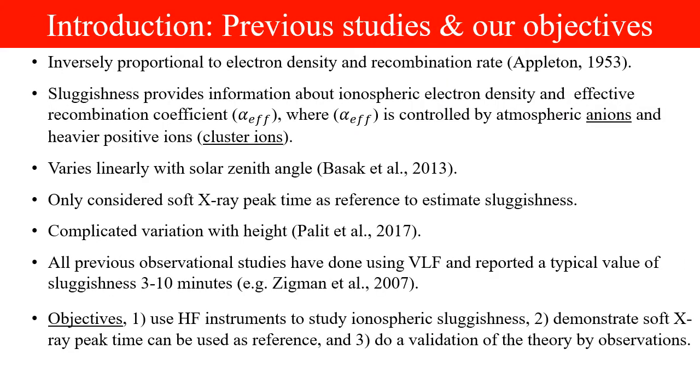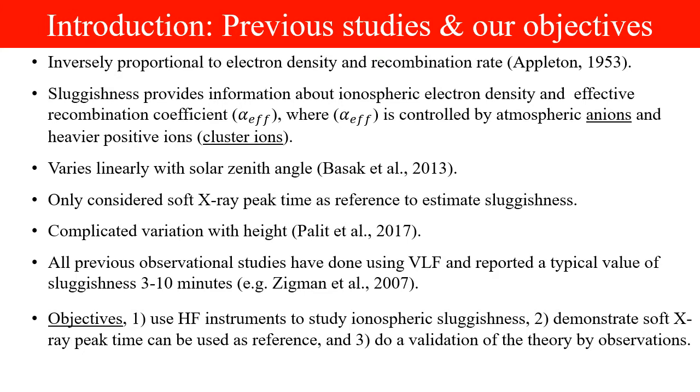So, a brief history and our current understanding about the sluggishness. When Appleton first described this phenomenon, he found that it is inversely proportional to electron density and recombination rate at any particular height and latitude longitude as well. He also showed that sluggishness provides some information about the ionospheric electron density and recombination coefficient. And later we found that the recombination coefficient is also controlled by the atmospheric anions and the heavier cluster ions.